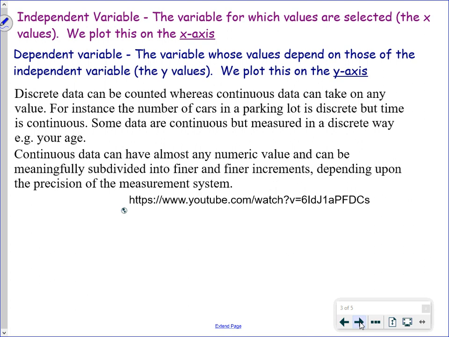For continuous data, if you're drawing a graph, we're going to join points. We're going to connect the points. And for discrete data, we are not going to connect points. So if you are graphing something and you have discrete data, we do not connect the points. If you have continuous data, you do connect the points.